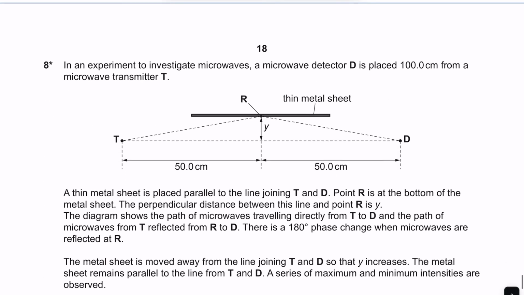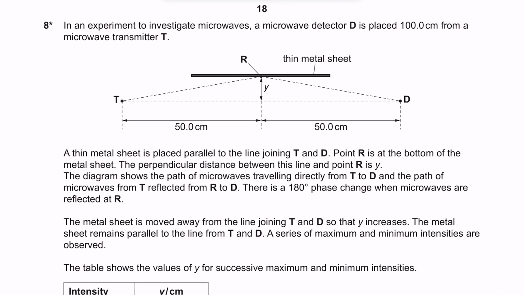We are given that in an experiment to investigate microwaves, a microwave detector D is placed 100 centimeters from a microwave transmitter T. A thin metal sheet is placed parallel to the line joining T and D. Point R is at the bottom of the metal sheet. The perpendicular distance between this line and point R is Y. The diagram shows the path of the microwaves traveling directly from T to D and the path of the microwaves traveling from T to reflector R, to D again. So there is a 180 degrees phase change when the microwaves are reflected at R.